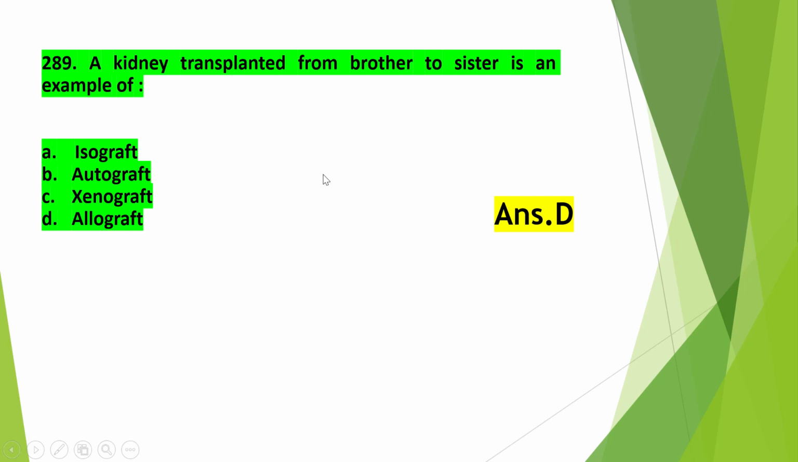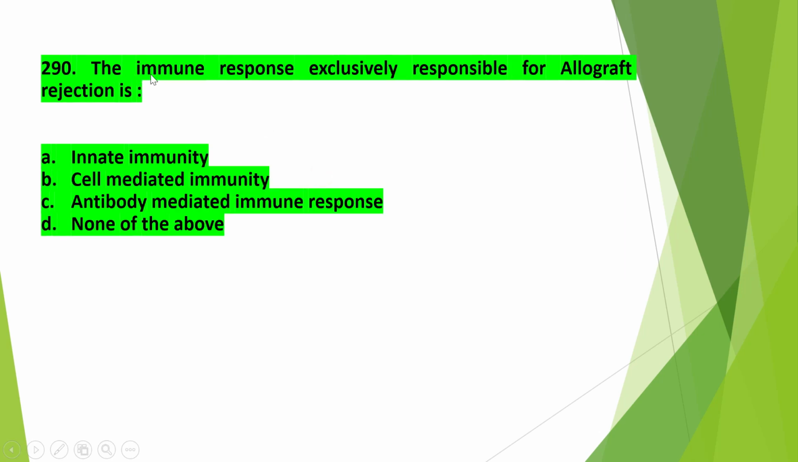Okay, so move on to the next question: the immune response exclusively responsible for allograft rejection is innate immunity, cell mediated immunity, antibody mediated immune response, or none of the above. The right one is option B, that is cell mediated immunity.